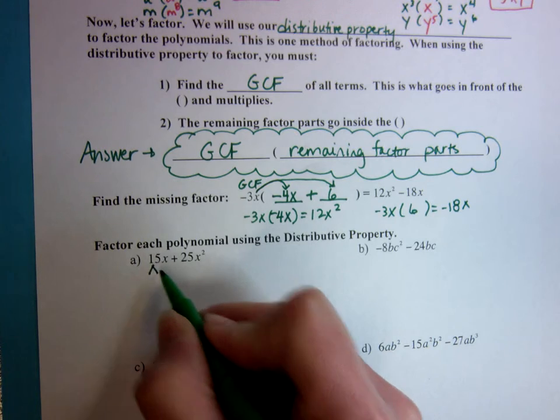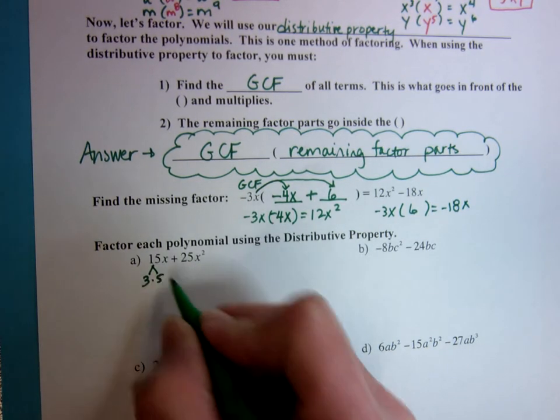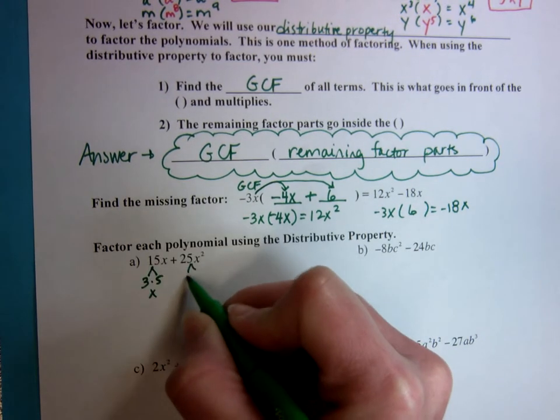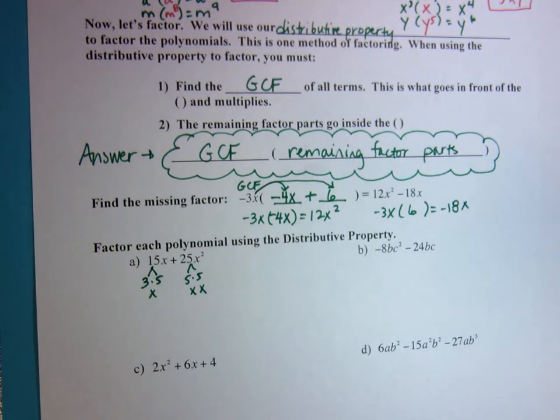So let's go ahead and break it down. 15 gets broken down to 3 times 5, and then we have an x there. And then the 25 gets broken down to 5 times 5, and we have 2 x's. This is where writing very neatly and being very organized in what you're doing is key, because if you're not organized and neat, it's going to get all jumbled up and very messy, and you're not going to be able to find what you need to find.